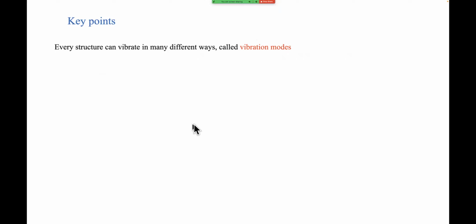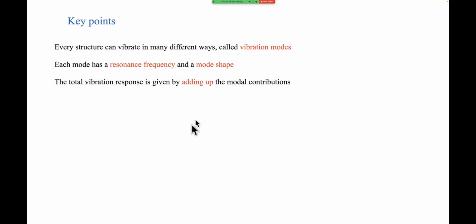So the key points here: every structure, the drum, the metal ruler, a violin body, they can all vibrate in many different ways, which are called vibration modes. Each mode has a resonance frequency and it has a mode shape. We've just been looking at lots of those for the drum. Now here's the important thing: the total vibration response can be worked out simply by adding up contributions from all those modes. You don't need any extra information. The modes tell you everything.